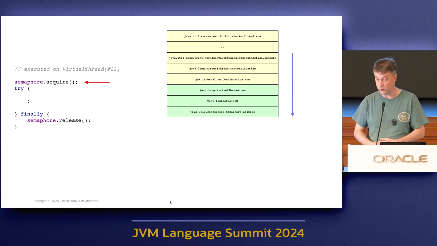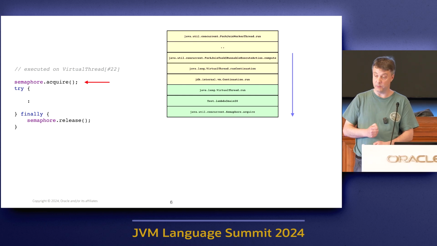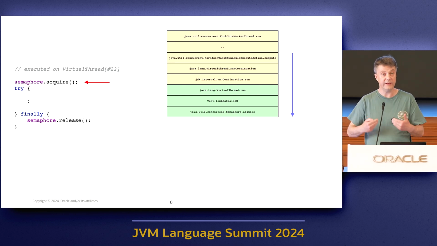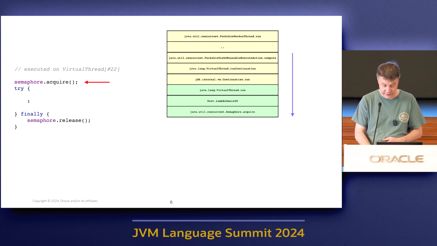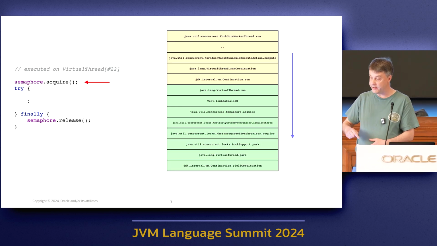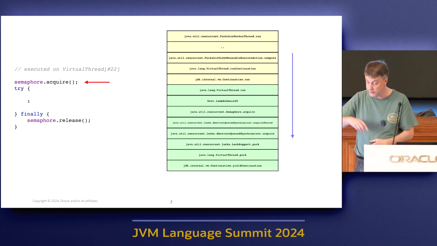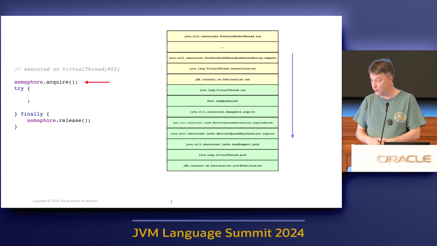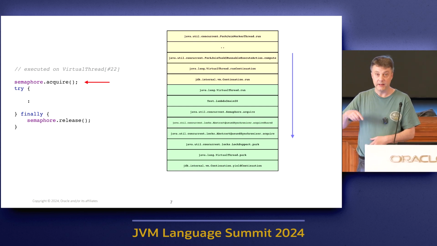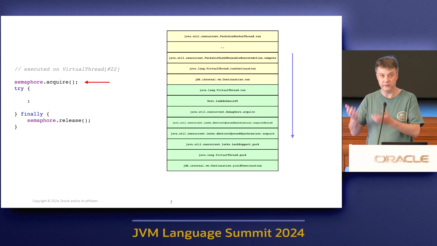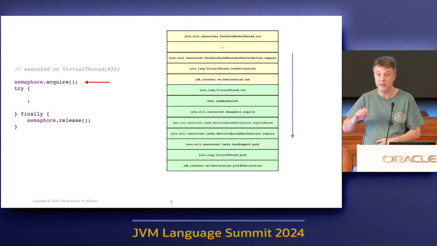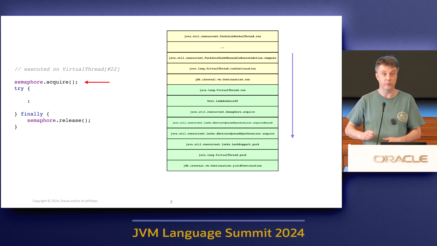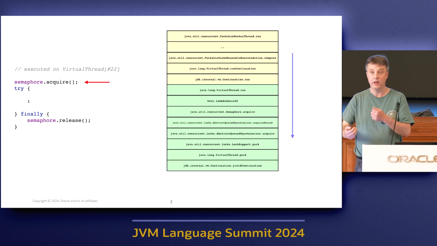That's where we attempt to obtain a permit. If there are no permits available, what happens? The thread has to park in some way. Once we expand the stack, we'll see it goes down through the implementation of Semaphore, through java.util.concurrent's underlying framework, the AbstractQueuedSynchronizer, goes down through all of this code and bottoms out in a park method where the thread actually has to go and park.